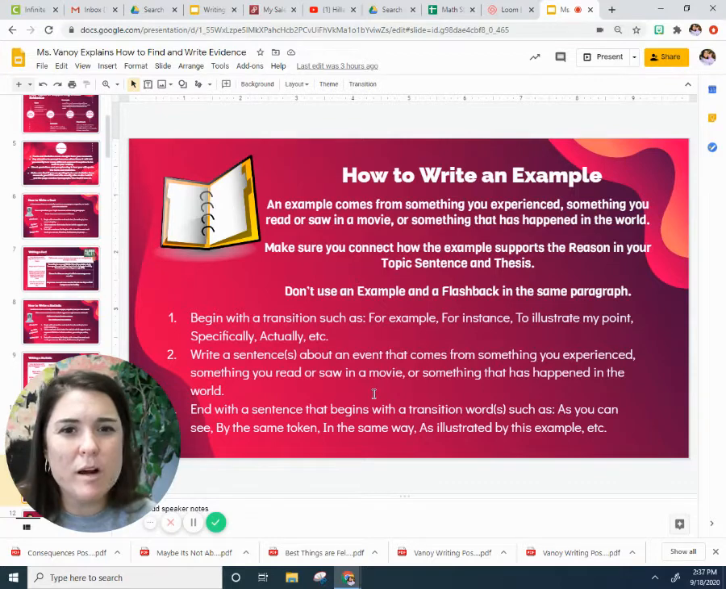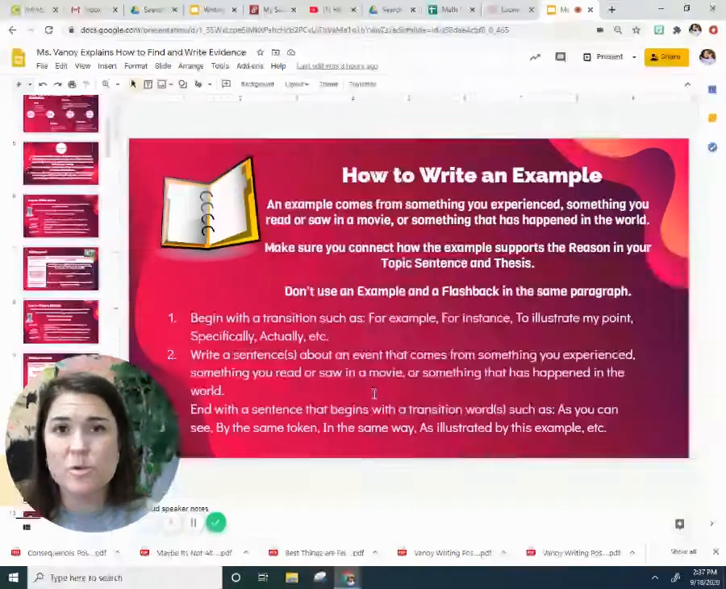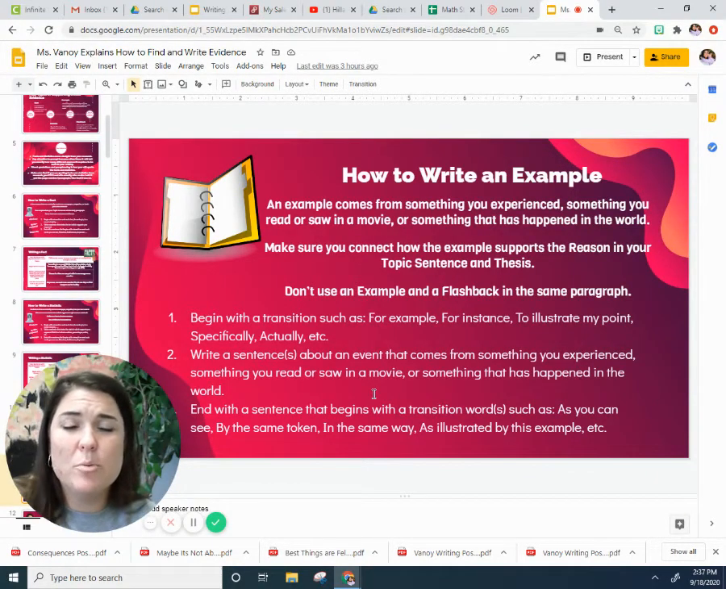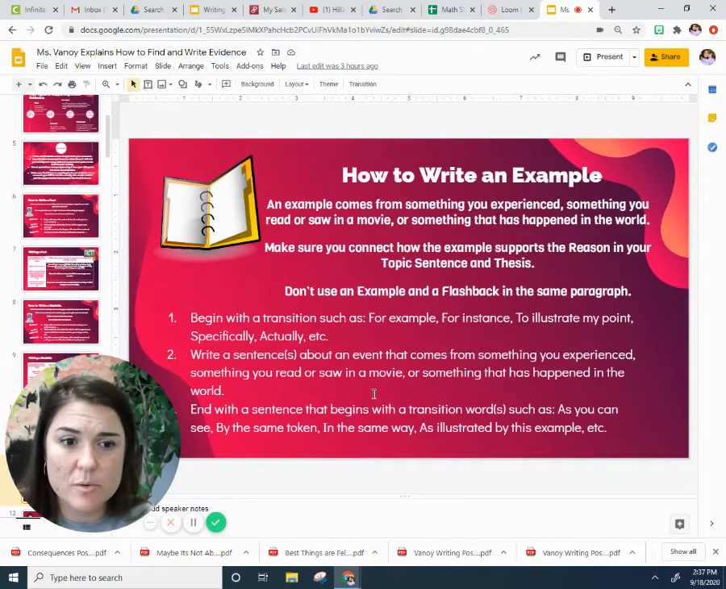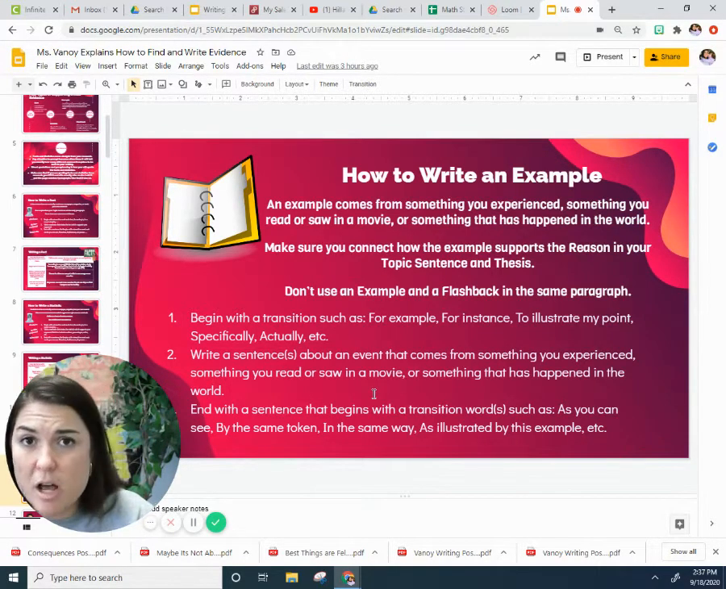And a word of advice, you don't ever want to use an example and a flashback in the same paragraph. They're very similar, so you want to spread that out, because then it becomes too much about what you think, what you feel. Begin with that transition: for example, for instance. Write some sentences about how that event was experienced, how that happened in the world, and how that supports your topic sentence. And end with a transition, just like we talked about with all the others: as you can see, by the same token, as illustrated, this shows, this proves.